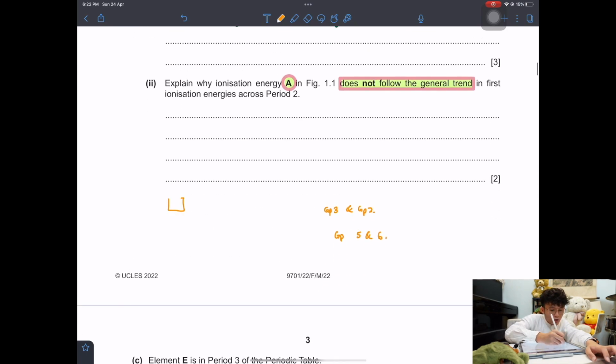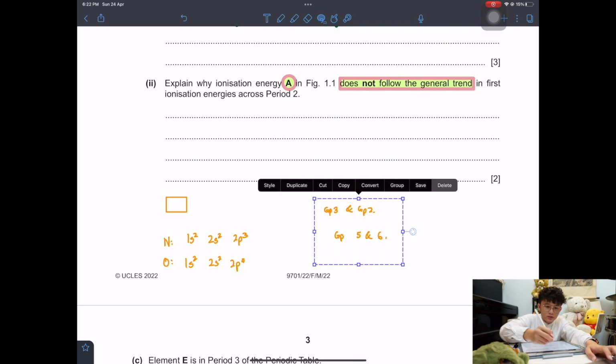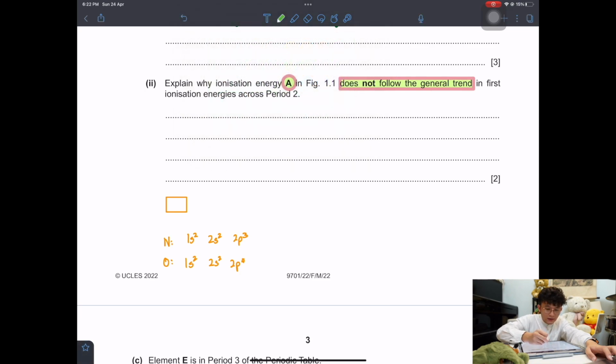So if you look at nitrogen, perhaps I just write down the electron configuration. Nitrogen is 1s2, 2s2 and 2p3, whereas oxygen is 1s2, 2s2 and 2p4. So 4 plus 2 is about 6. If you fill it up, perhaps you can say it like that.